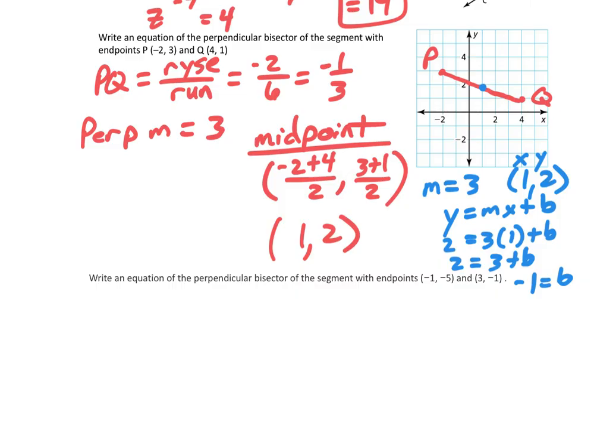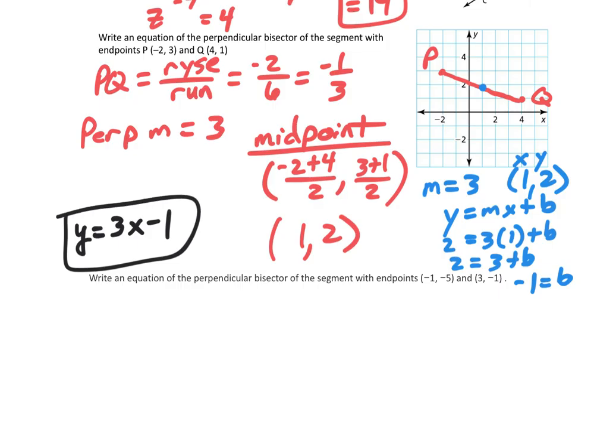Okay, so my final answer is y equals 3x minus 1. This is our slope, and b is negative 1. Okay, if I were to graph this, just to kind of show you what's going on here.